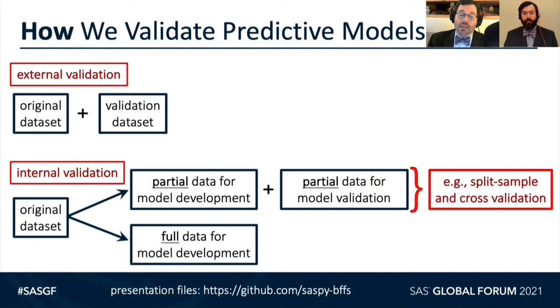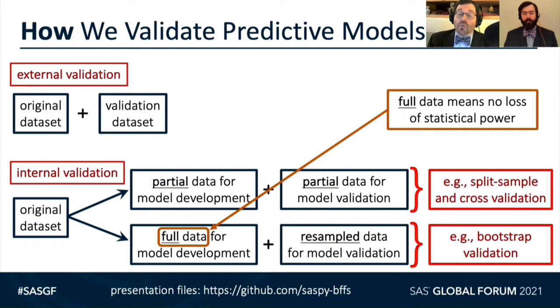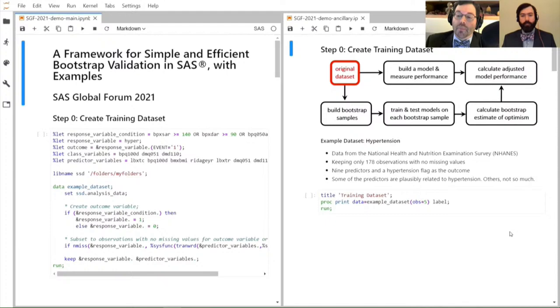And we can then use something like bootstrapping, which allows us to resample our data set to build model validation data sets. So that when we use something like bootstrap validation, the fact that we're using our full data for model development means that there's no loss of statistical power. How cool is that?